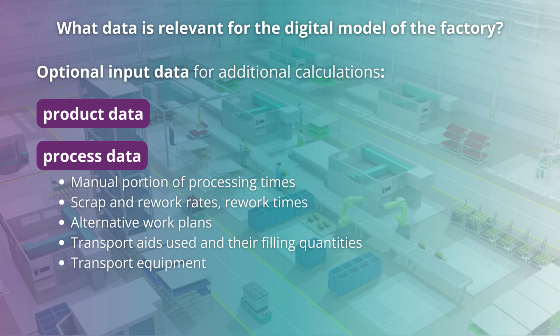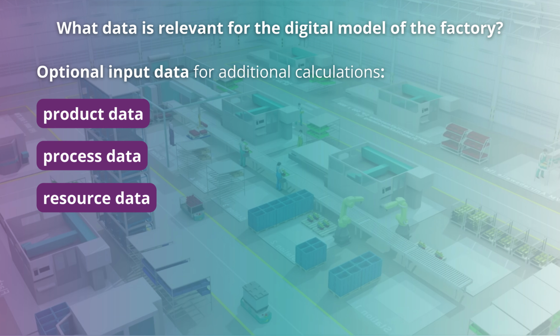To calculate the number of employees required, the manual portions of processing times must be specified in the process data. Scrap and rework rates, rework times and alternative work plans can also be used. Transport aids and their filling quantities, as well as transport equipment such as forklifts, are included in the optional data if the number of transport equipment required and their utilization are to be calculated.